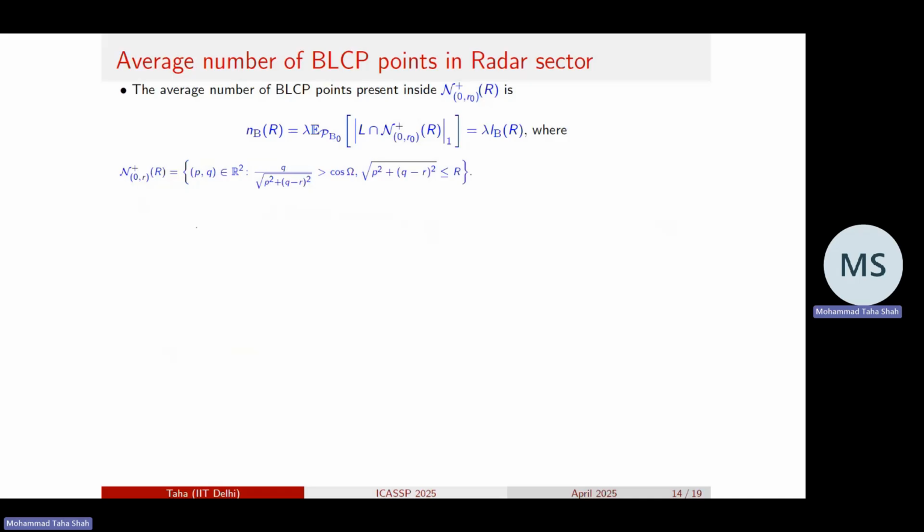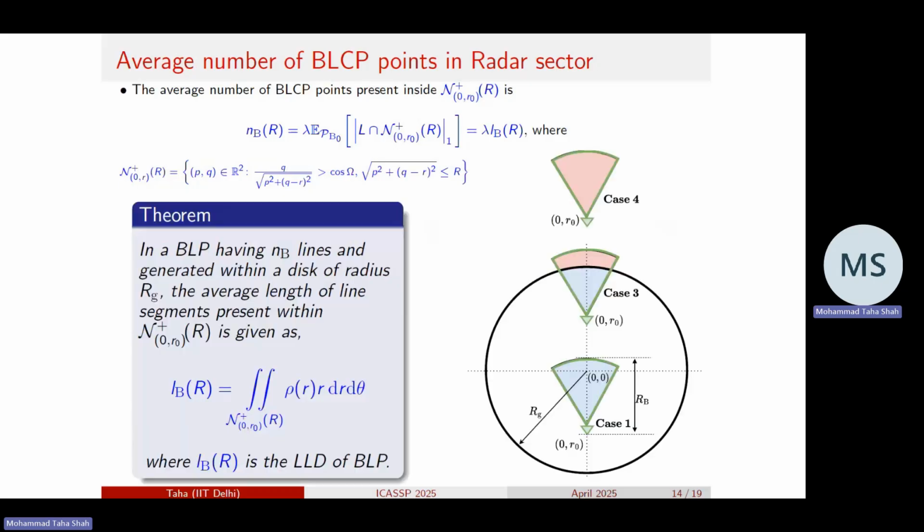Then this NBR, the average number of BLCP points in a radar sector, is found by taking the product of intensity of vehicles on the road, lambda, with the expected length of lines falling within the radar sector. To calculate the average length of lines present inside a radar sector, we calculate the line length density, which we had earlier seen over the region of the radar sector.